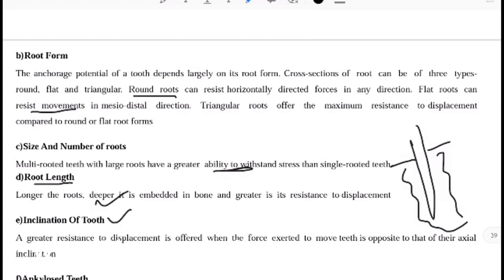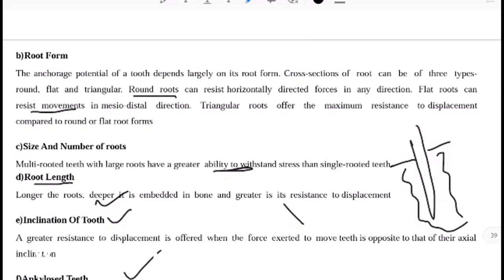Then inclination of the tooth. What happens with inclination? A greater resistance to displacement is offered when the force exerted to move teeth is opposite to their axial inclination. If its axial inclination is in one direction and you give a force in the opposite direction, there will be greater resistance. So that is inclination.